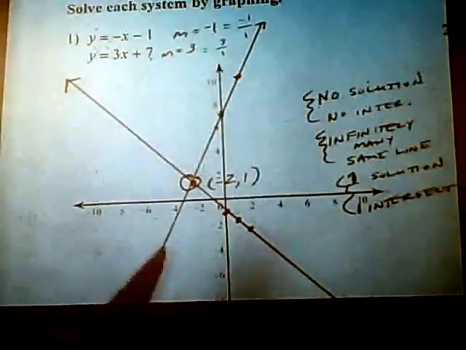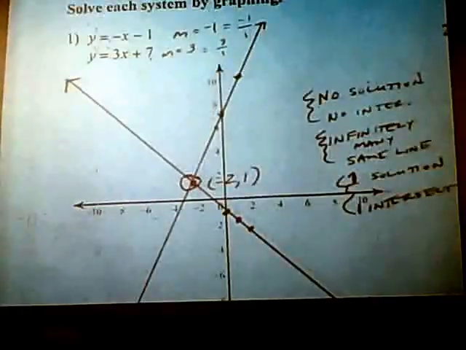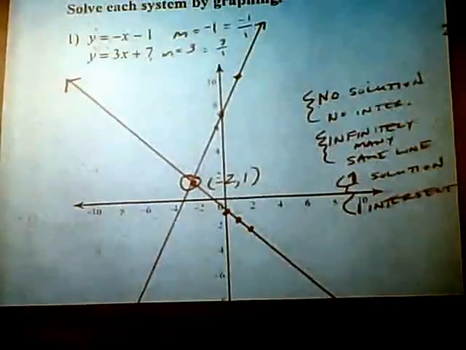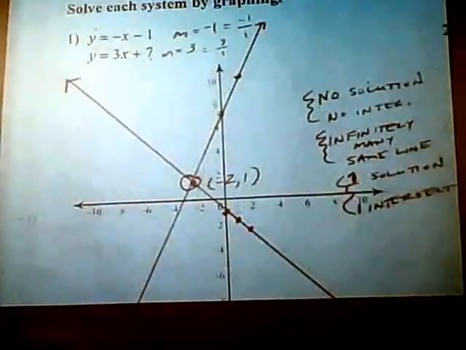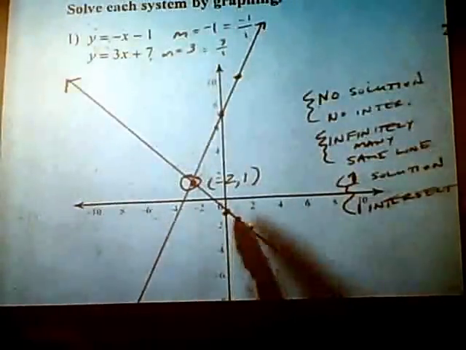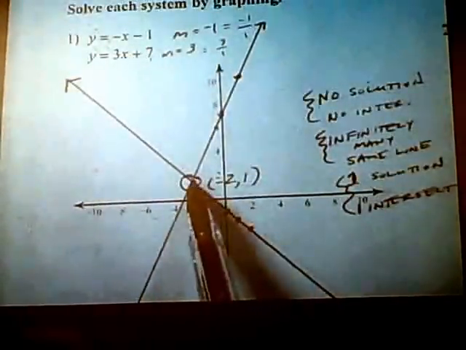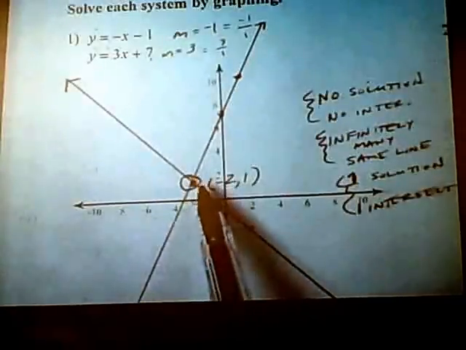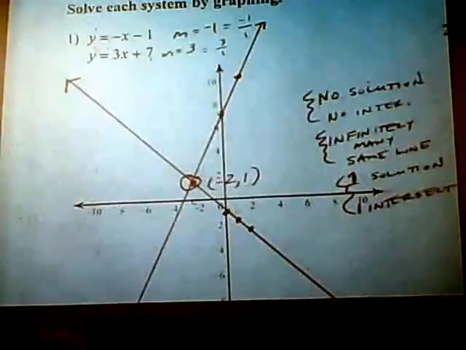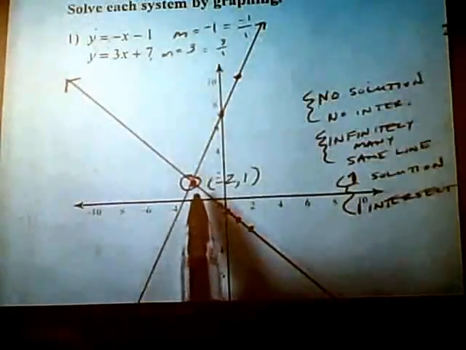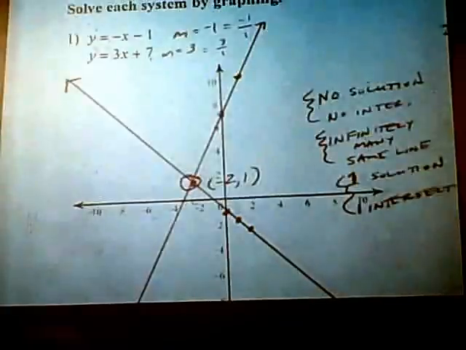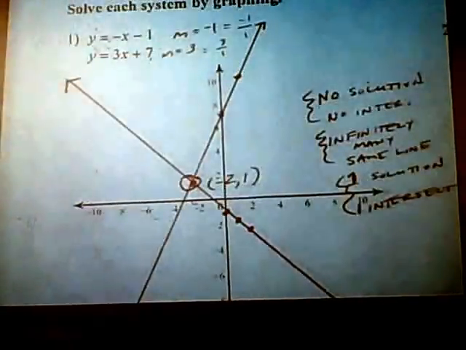This is why it's going to be important to bring your graph paper tomorrow, because having graph paper will make sure you have an accurate answer. But the answer to this system is negative 2 comma 1. That is found by just simply looking at that point right there. What are the coordinates of that point? All right, so we have one solution, and if I name that solution, it's negative 2, 1. All right, let's look at number 2.